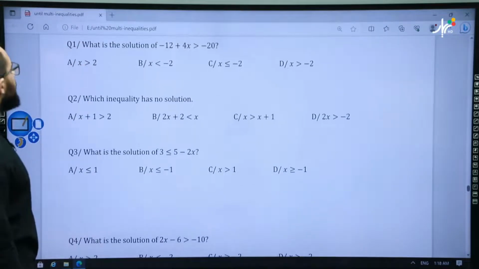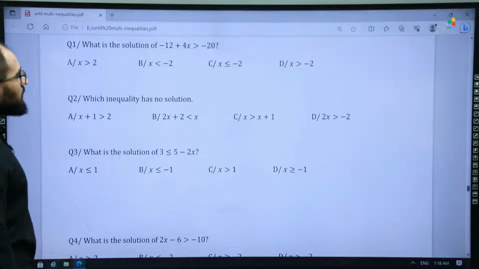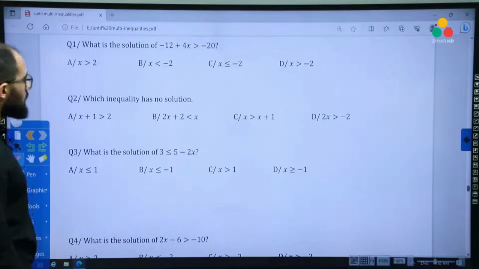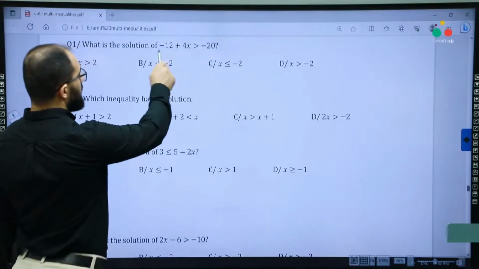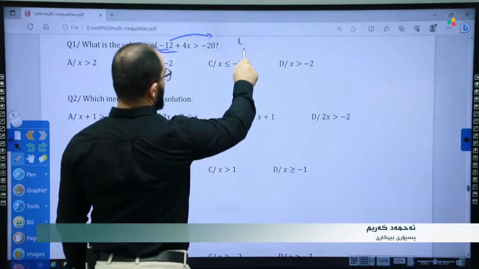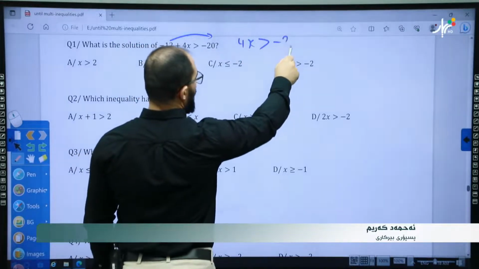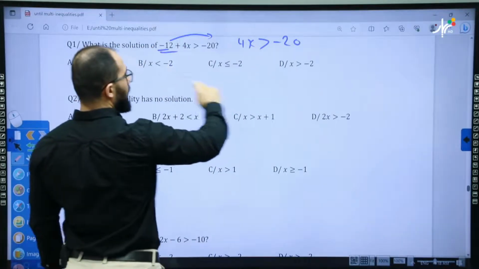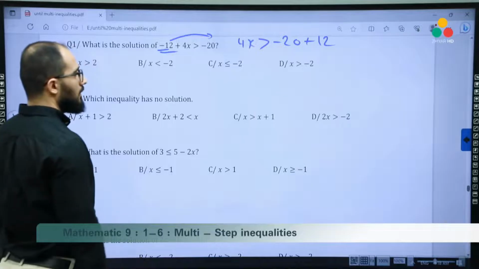So finally, we reached the non-means examples. We have some examples. First one says, what is the solution of negative 12 plus 4x? So we have negative 12, move it to the other side. It's going to be 4x, okay, greater than negative 20, negative 12, positive 12.